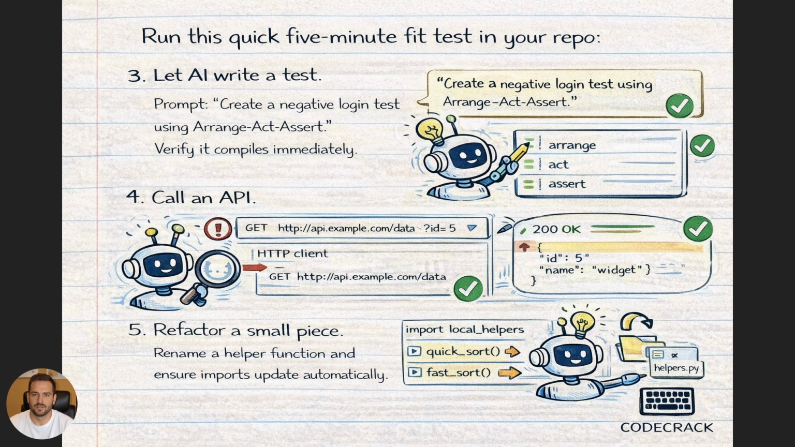Verify it compiles immediately. Fourth, call an API. Use the built-in HTTP or REST client to check a 200 response and validate JSON structure. Fifth, refactor a small piece. Rename a helper function and ensure imports update automatically. If anything feels awkward or slow, switch to the recommended alternative for your stack. This simple check prevents months of frustration.